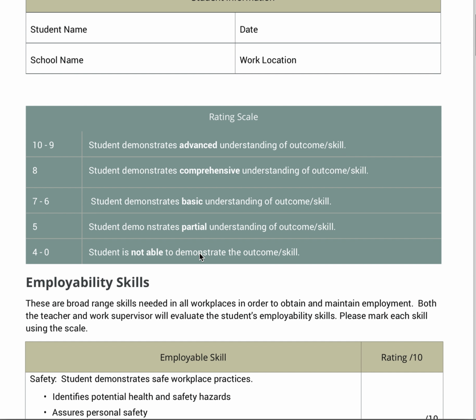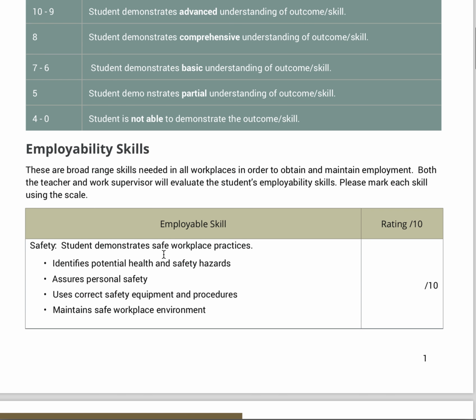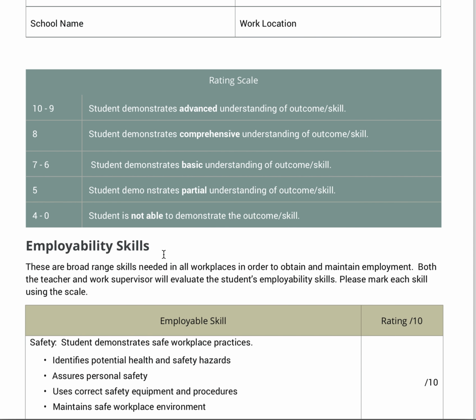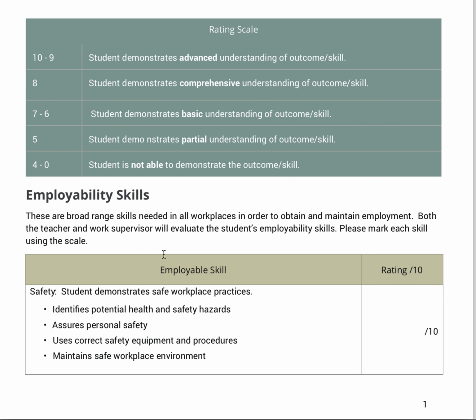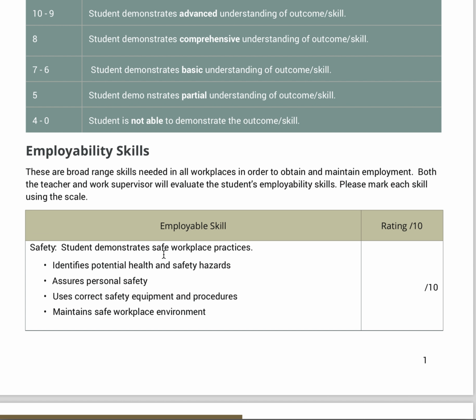We also have the rating scale here. We've got a 10 to 9 being advanced understanding, an 8 being comprehensive understanding, a 6 to 7 being basic, a 5 being partial, and 0 to 4 being not able. So using this rating scale, we are going to evaluate a few different types of skills. The first skill that we are going to evaluate is the employability skills.